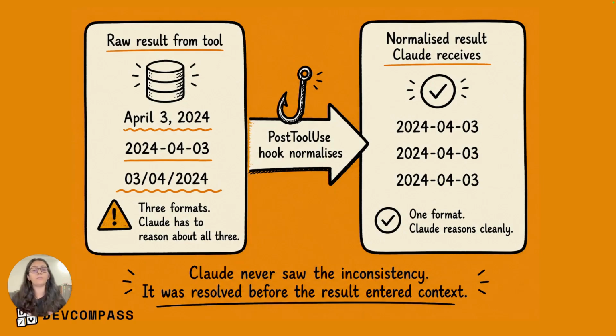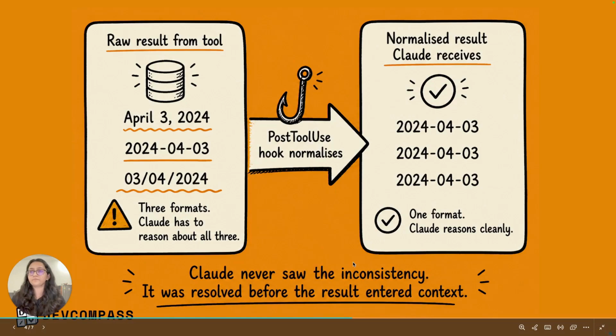Claude doesn't have to think about date parsing at all. It just uses the date. The inconsistency was resolved in your code before Claude even saw it. So the caption at the bottom is an emphasis that Claude never saw the inconsistency. It was resolved before the result entered the context. That's what PostToolUse hooks are for. They're not just blocking, but transforming, cleaning, normalizing, filtering, making the data that reaches Claude as clean and consistent as possible.